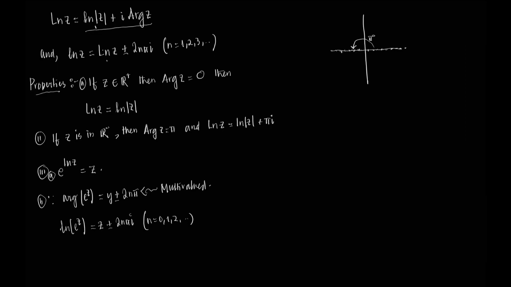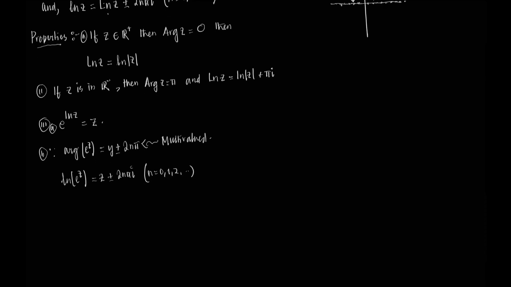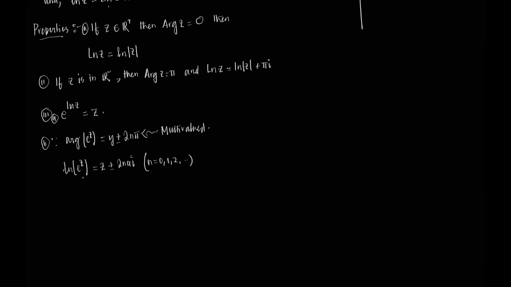So e power log z is nothing but z, and if you want to take the log of e power z, that is nothing but z plus minus 2n pi I, because e power z is a complex number that we already defined. Now I want to find the log of that complex number. That is always going to be just a general log. So of course the z part is there, but it is also going to take the plus minus 2n pi term, the 2n pi multiple. Okay, so that is about whatever we want to do in terms of log.